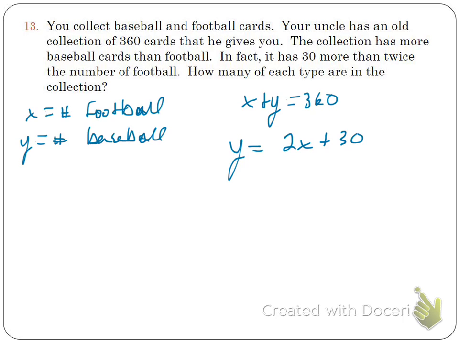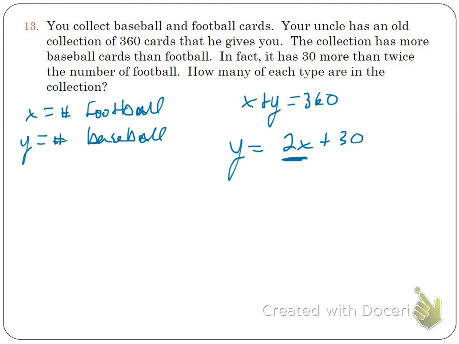Sorry about that. And then it also says that the number of baseball cards is twice as many as the football cards. That's where the 2x came from. Just take the number of football cards times 2. And it's 30 more than that. So we add 30 to that. So that's where the two equations come from.